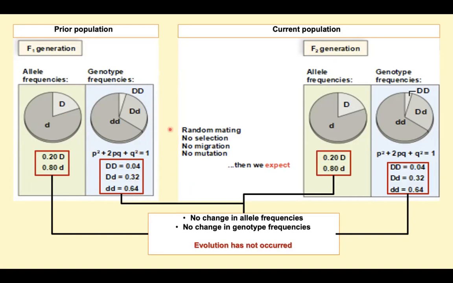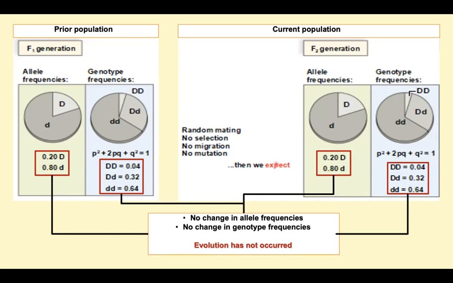Okay, kalau terjadinya random mating, no selection, no migration, no mutation, maksudnya dia abide by the Hardy-Weinberg equilibrium, you would expect the new generation to have the same allele frequency and to have the same genotype frequency. This means that evolution has not occurred. There is no change in allele frequency. Kita tengok the new generation, F2 dengan F1 sama. You tengok the genotype frequency F1 and F2 pun sama. So no change in allele frequency, no change in genotype frequency, evolution has not occurred.